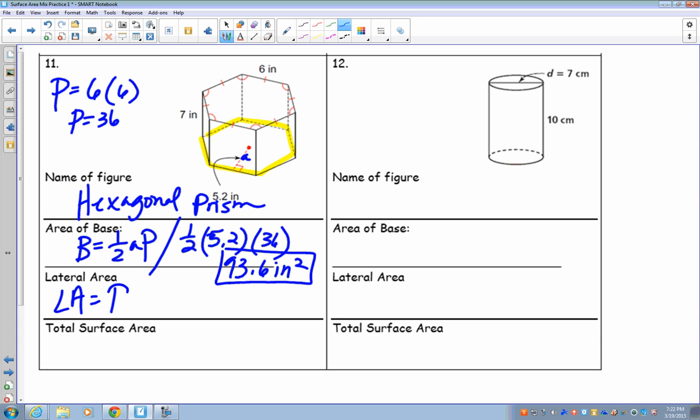Alright, so now we're going to do the lateral area. That's the perimeter of the base times the height of the prism. The height of the prism is the distance between the two hexagons, which is that 7. So we take that 36, our perimeter of the base, times the 7, and we get the lateral area to be 252 inches squared.